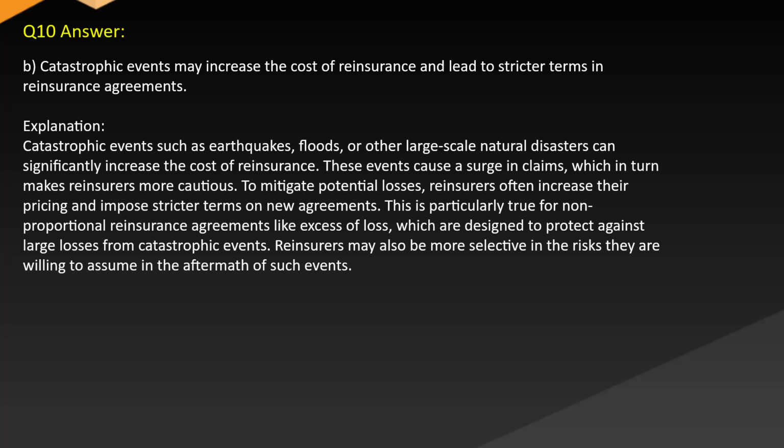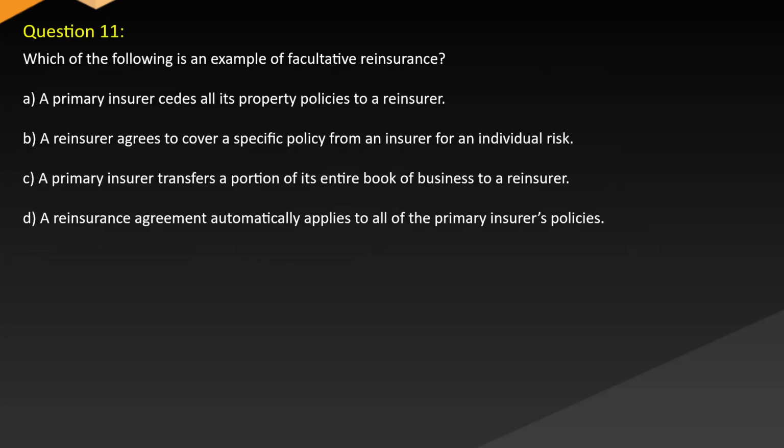This is particularly true for non-proportional reinsurance agreements like excess of loss, which are designed to protect against large losses from catastrophic events. Reinsurers may also be more selective in the risks they are willing to assume in the aftermath of such events. Question 11. Which of the following is an example of facultative reinsurance?